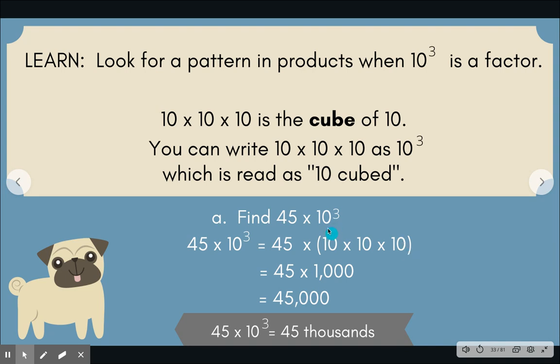So remembering that 10 with an exponent of 3 just means 10 times 10 times 10, or 10, the base, times itself 3 times. So 45 times 1,000. The reason why we have 1,000 here is because we solved for what was in the parentheses. 10 times 10 times 10 equals 1,000. So 45 times 1,000 equals 45,000. Therefore, 45 times 10 cubed equals 45,000.